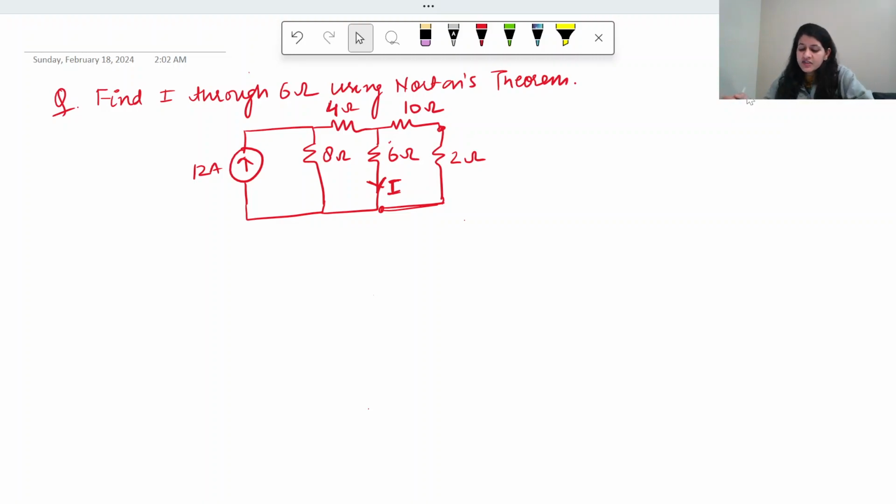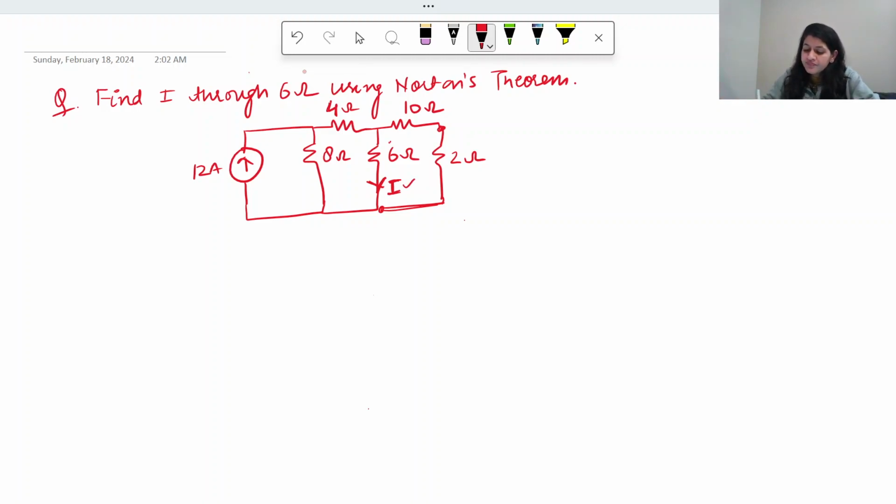So, we have already taken a question from Thevenin's theorem, and this is an example for Norton's theorem. Here, what is asked in the question is to find I, the current through the 6 ohm resistor, using Norton's theorem. So, you need to find this current.